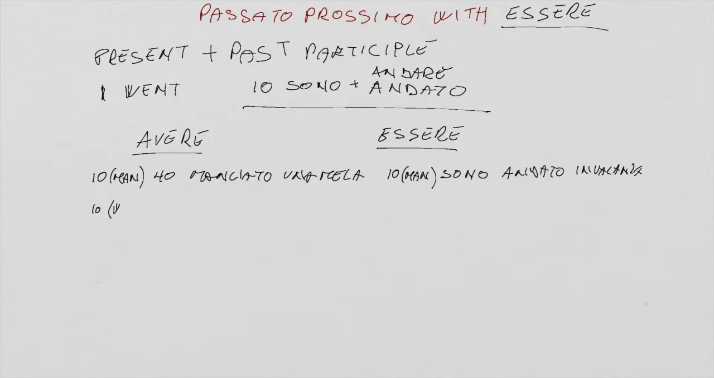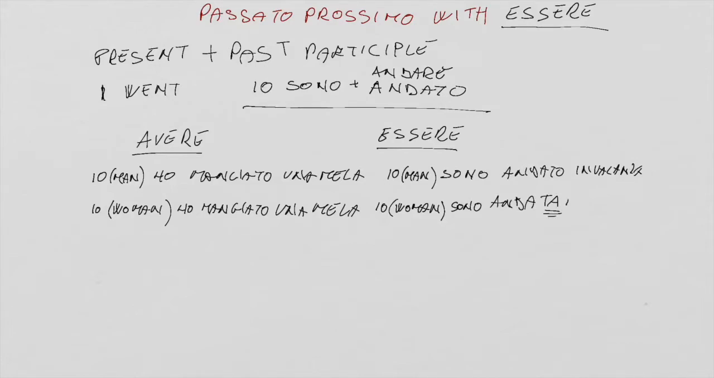Now, io, this time we pretend that the person talking is a woman, and we write the same thing. Io ho mangiato una mela. Now, I went on vacation. Who is talking now is a woman. Io sono andata in vacanza.